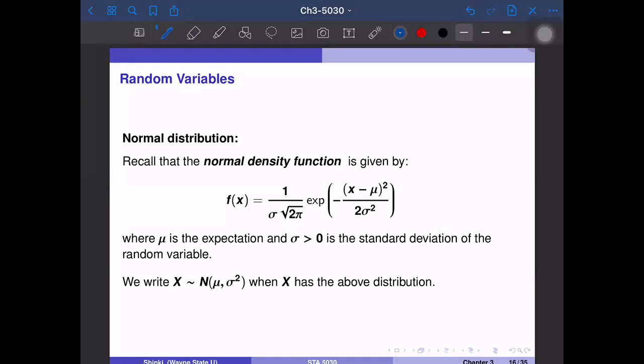Hi everyone. The next topic is normal distribution. So we study what the normal distribution is and also how to use R functions on normal distribution.